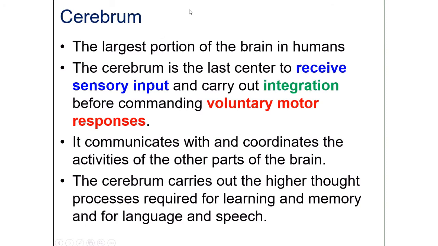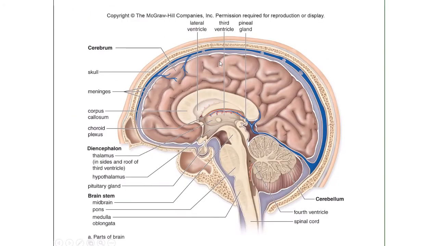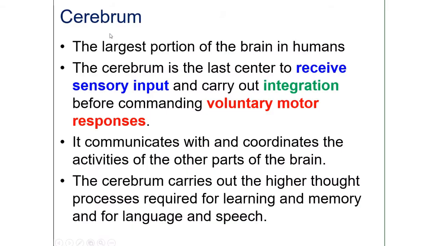So let's talk about the cerebrum. The cerebrum is the largest portion of the brain. So in this picture, this whole thing is basically your cerebrum. It's the part that you imagine when I say think of a brain. When you think of the brain, the bulk of the brain, that's what the cerebrum is.